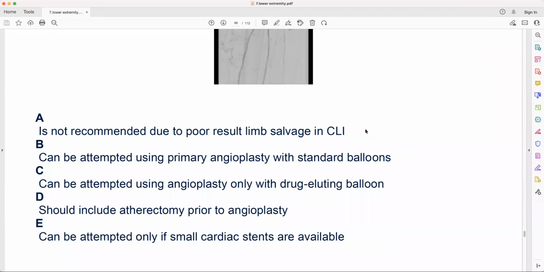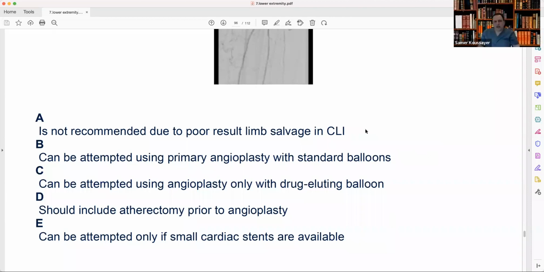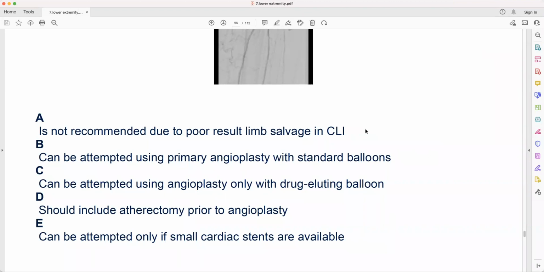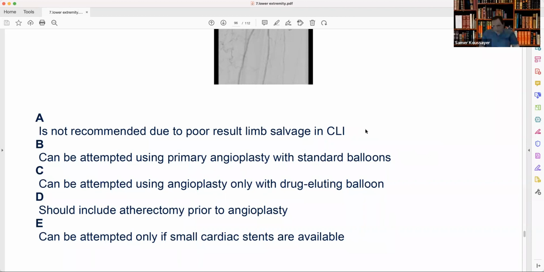I'm saying when you do PTA for critical limb ischemia, you have a better result in what? In patency? Patency is not good, correct? Yes. But limb salvage is great. You see, this is my point. The limb salvage is good, even though the patency is bad, because we know they don't stay open. You do the angioplasty, it looks beautiful.